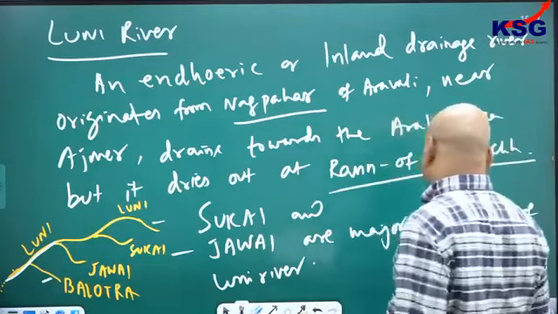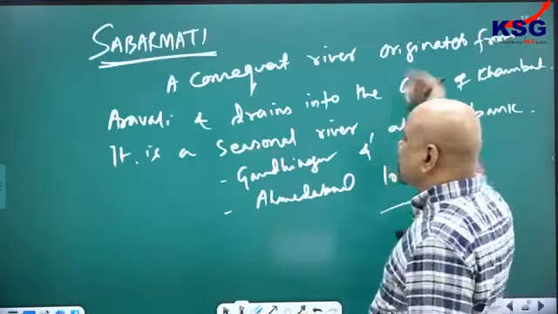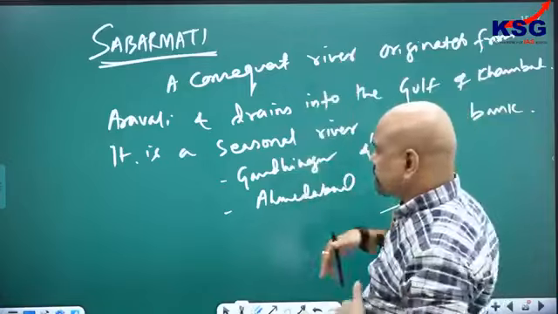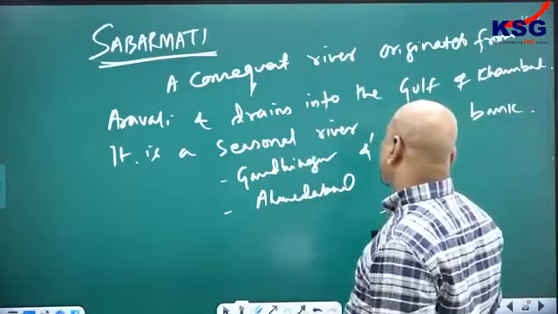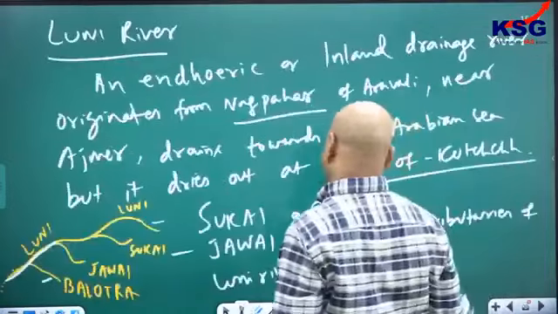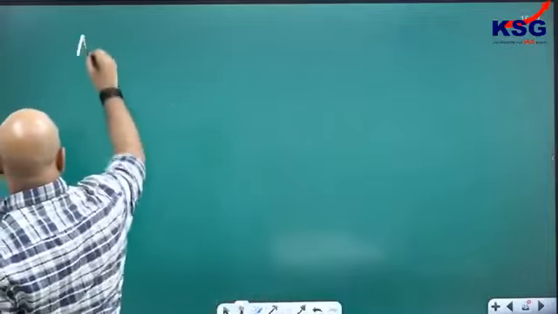Now, so far as Sabarmati is concerned, it is a consequent river, a consequence of the slope, coming directly from the Aravalli to the Gulf of Khambat area. Next river we will see after this is the Mahi river.